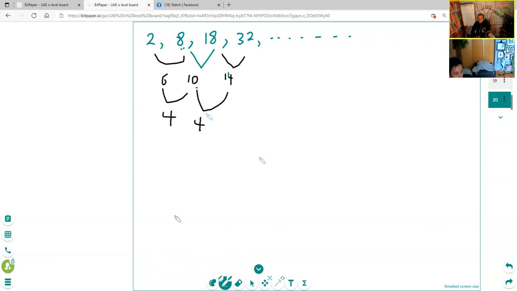Difference is common. You should find its nth term now. Use this sequence 2, 8, 18, and 32. First, you should write 1 plus 1. Change it here. The first square number is 1, so 1 plus 1.